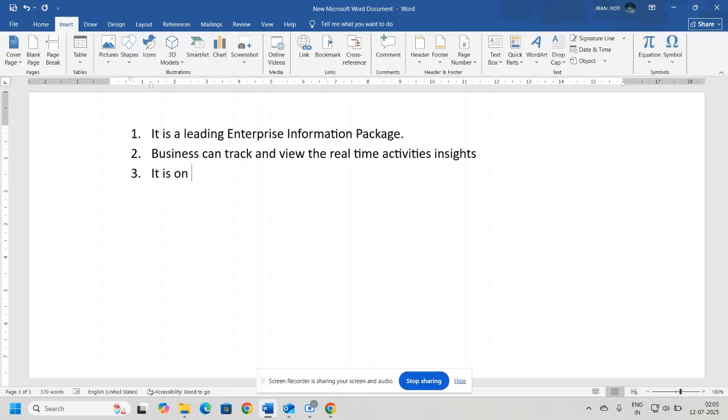In fact, it is one of the three largest ERP companies in the world.